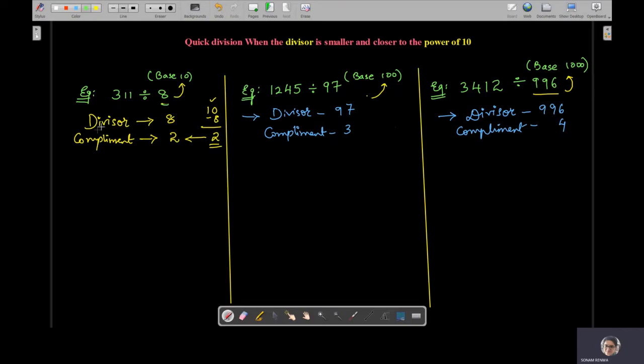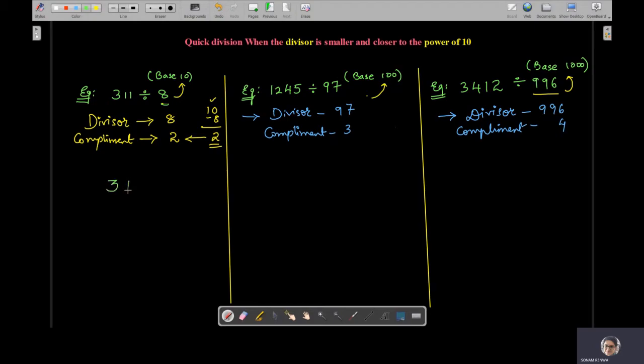In this first example, the divisor is 8 and I have written its complement, which is 2. Now what is this complement value? The complement value is calculated when we subtract the divisor from the base value. So the base value is 10 and the divisor is 8. The answer we get is the complement of the divisor. So let me start doing the sum.